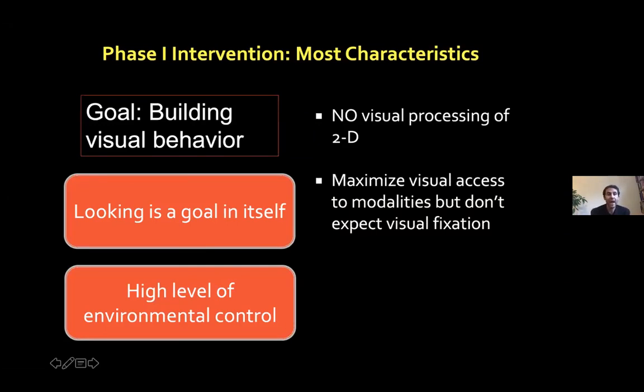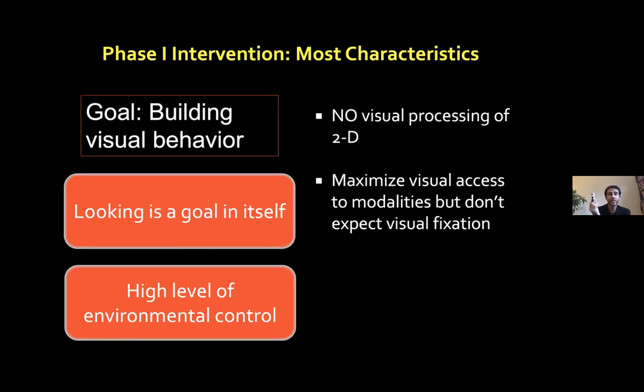We still want to maximize visual access to literacy, communication, other modalities, but don't expect the child to visually fixate. Children in phase 1 are not able to make eye-to-object contact. Remember, we talked about eye-to-object contact, direct visual fixation, looking right at something. It's not happening until about midway through phase 2.